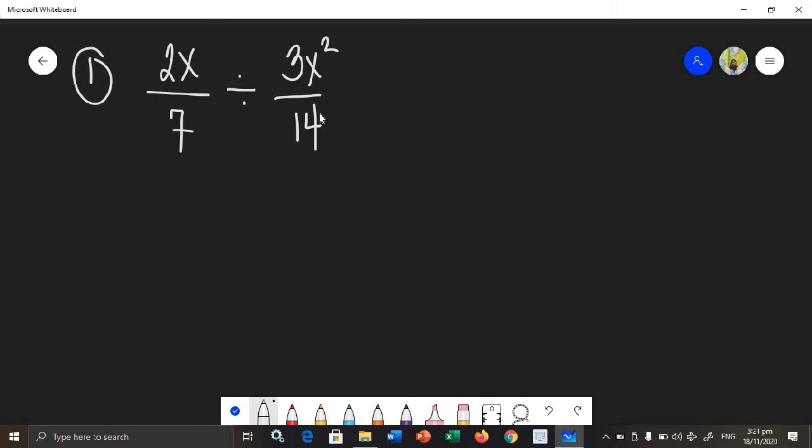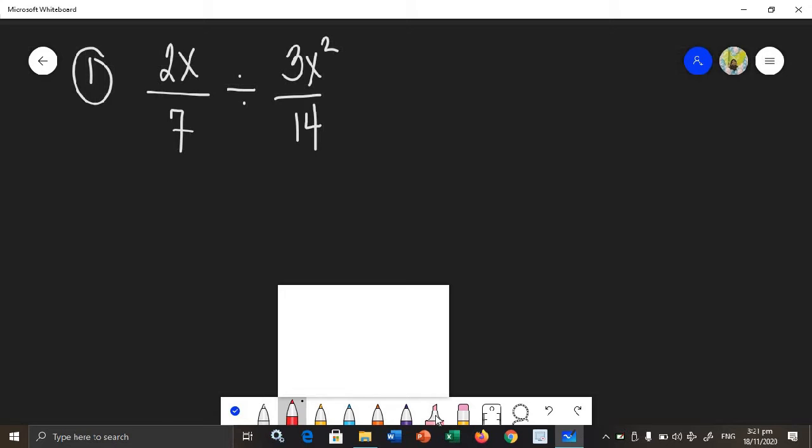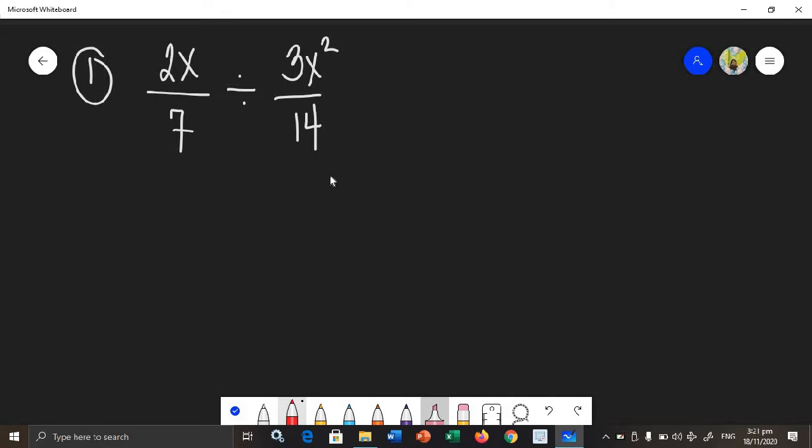I already wrote the steps in dividing rational algebraic expressions in your module. The first step is to get the reciprocal of the divisor, which, always remember, is the second rational algebraic expression in the given. That is the divisor; the first one is the dividend. The quotient is what we are looking for. In this given, the divisor is 3x squared over 14, and we will get its reciprocal.